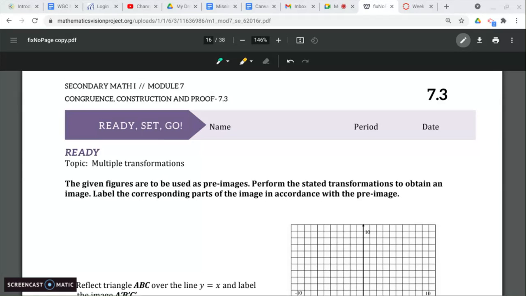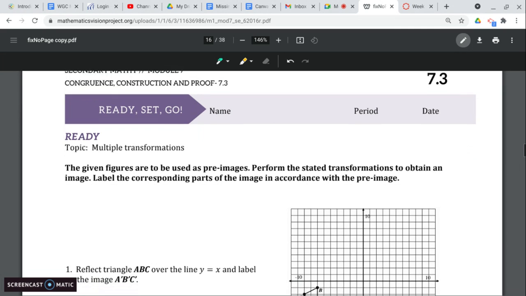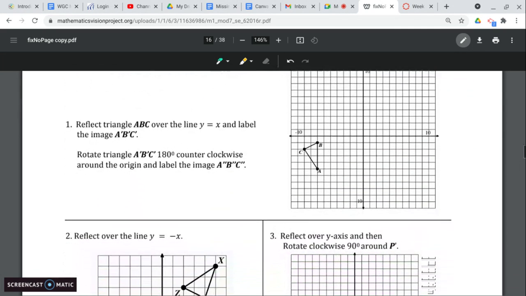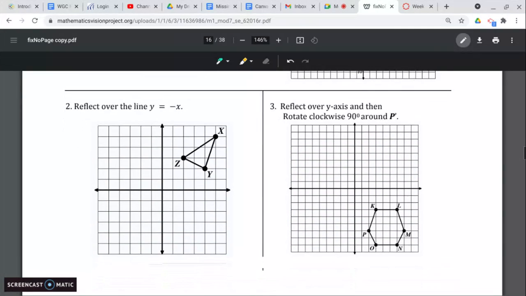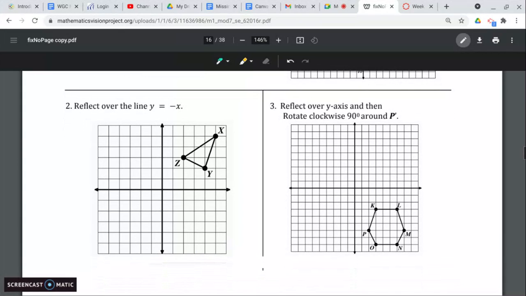Can you get there from here? So let's go ahead and jump right in. What we're going to be looking at is multiple transformations, having more than one transformation that has to occur on our given figure. So we're going to look at number 3 together. We want to reflect over the y-axis and then rotate clockwise 90 degrees around P prime.